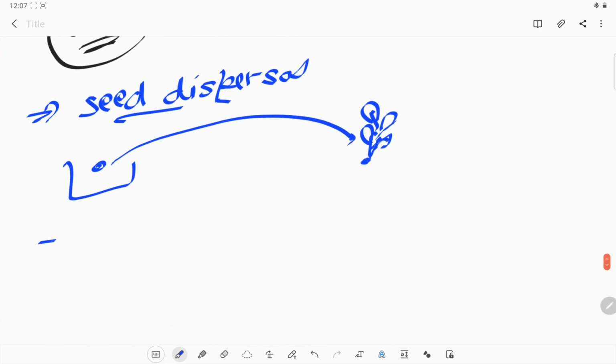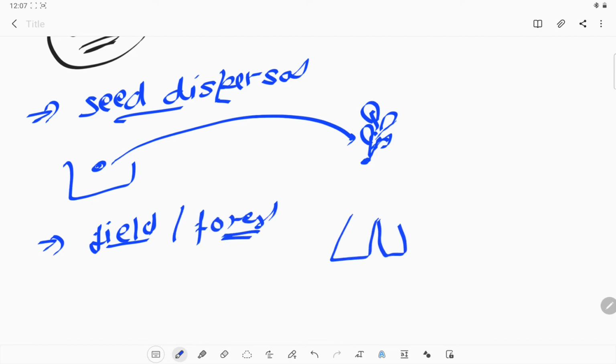Sometimes you must have seen, if you go to a field or any forest, that on the lower portion of your pants, some seeds stick to your pants or your clothes. What is this? This is the process of seed dispersal, which most plants are adapted to do.